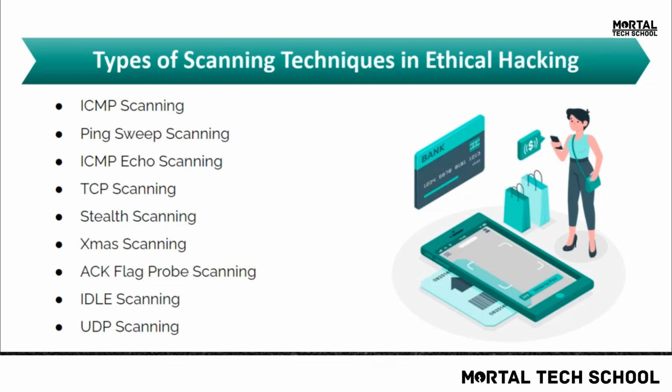Next is ACK flag probe scanning. Attackers send TCP probe packets with the ACK flag, that is the acknowledgement flag, set to a remote device and then analyze the header information. The next is idle scanning.